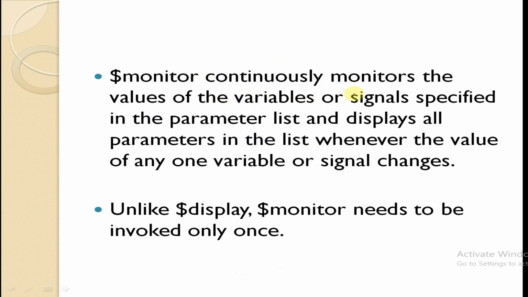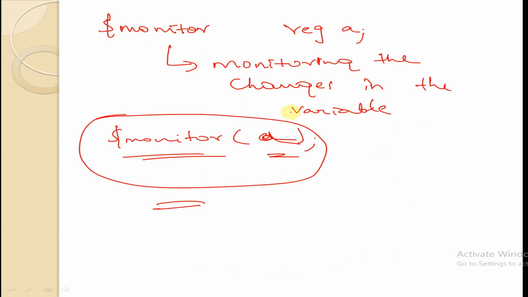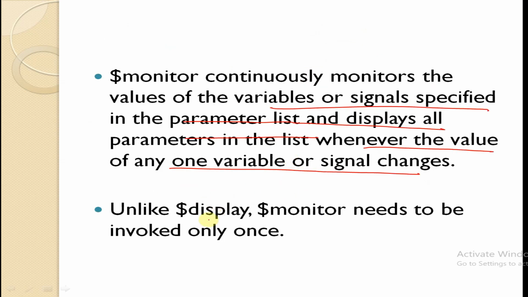The $monitor continuously monitors the values of the variables or signals specified in the parameter list and displays all the parameters in the list whenever the value of any one variable or signal changes. So whenever there is any change in the variable, this task will display it to us. Unlike $display, $monitor needs to be invoked only once.